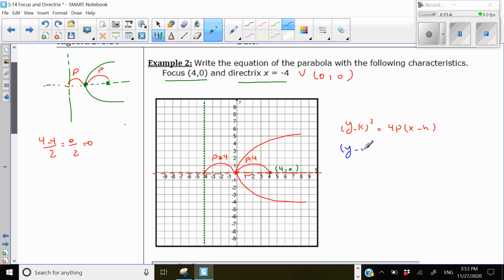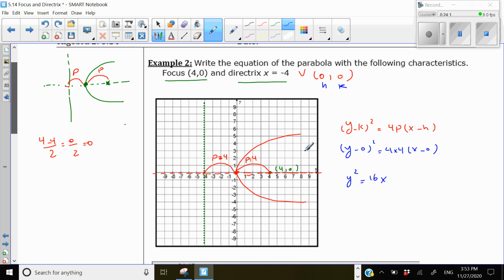Y minus 0 squared, plus this is my h and this one is k, equal to 4 times p is 4 times 4 times x minus 0. Now let's just simplify that. Y squared is equal to 16 times x. Again, I just need to write this in the standard form.